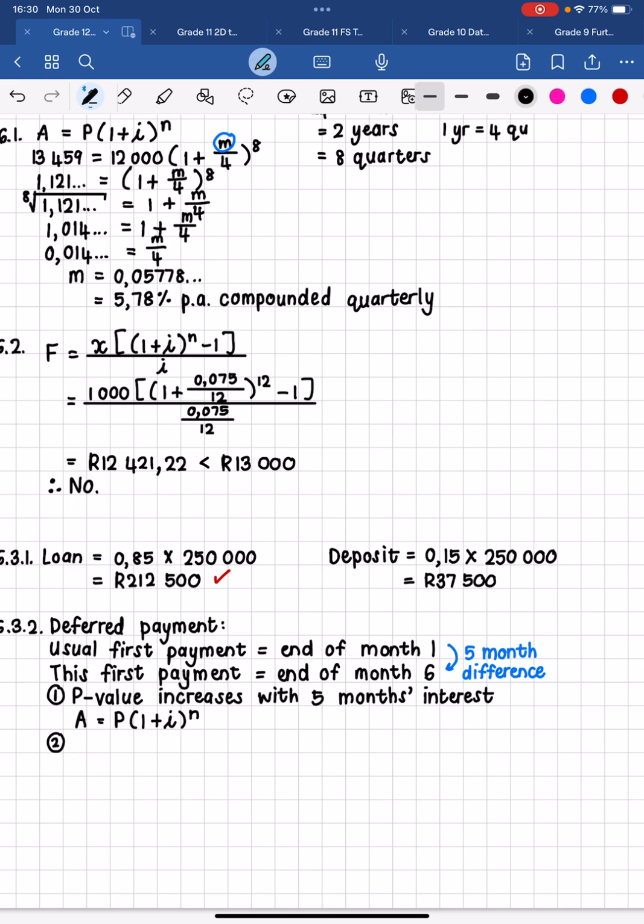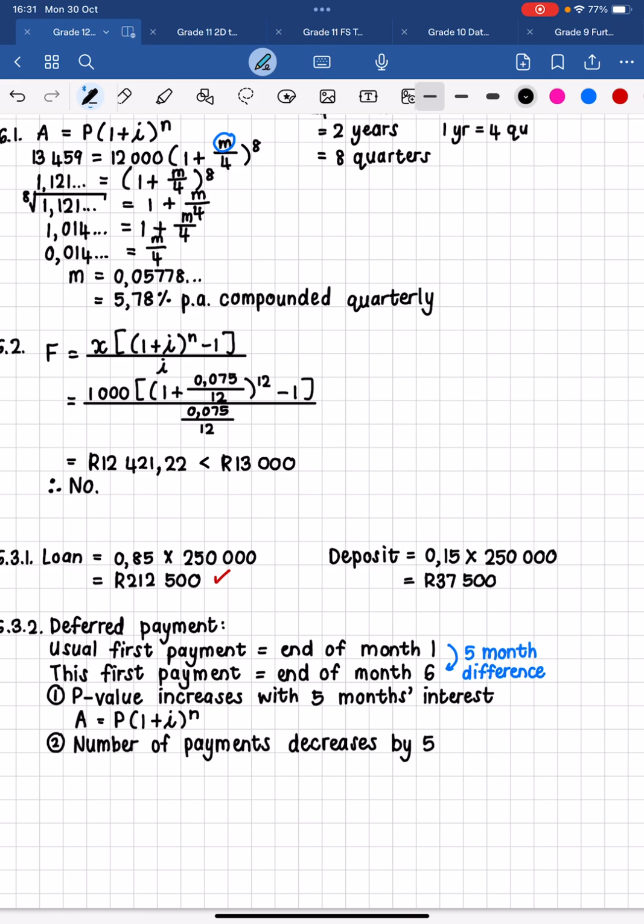The second thing is, because for the first 5 months Thabo is not making any payments, over the 6-year period, he's actually going to make 5 payments less. So the number of payments is also going to decrease by 5.